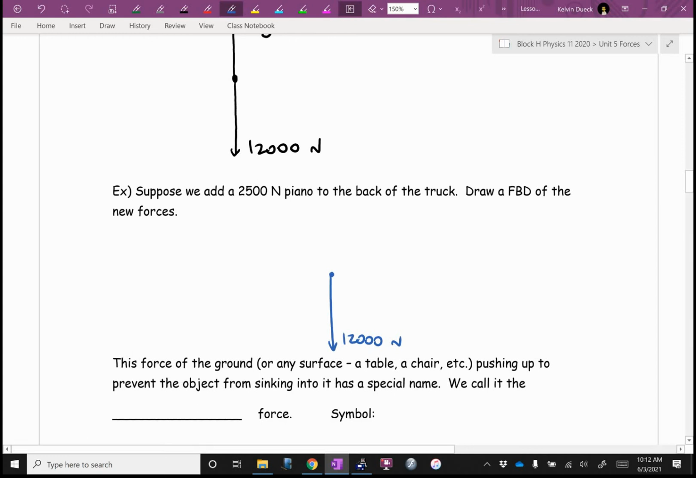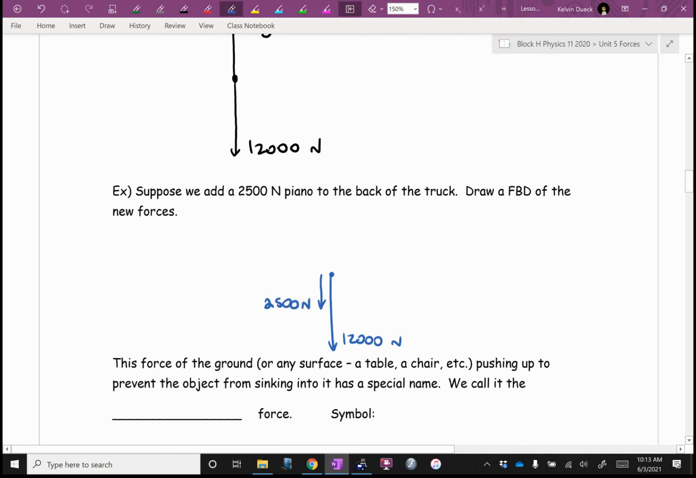Now, it's a bit awkward for me to try and write the arrow like that. So in a free body diagram, when I have two forces in the same direction, I'll just move one over. I'll put it beside like that. And that is 2,500 newtons.